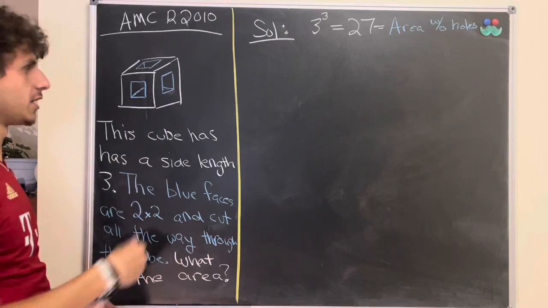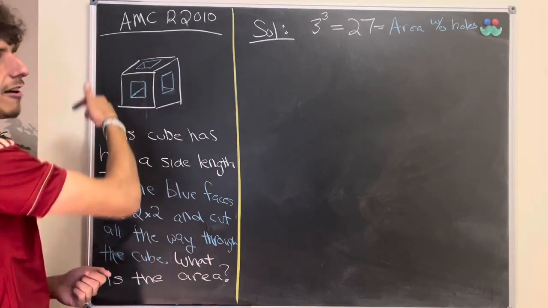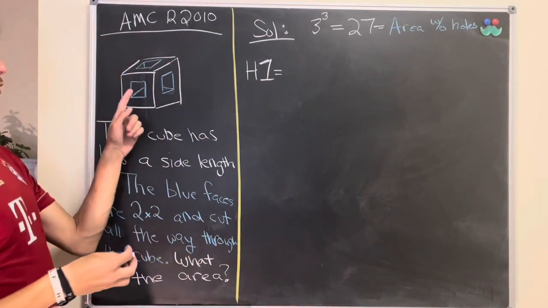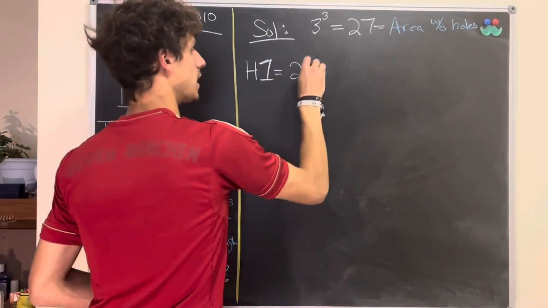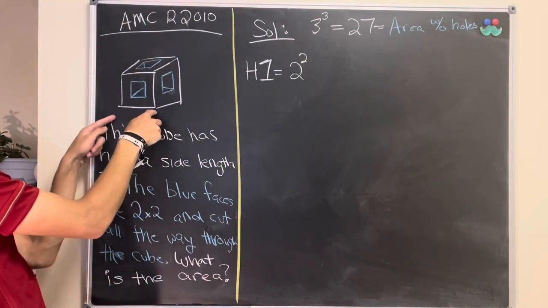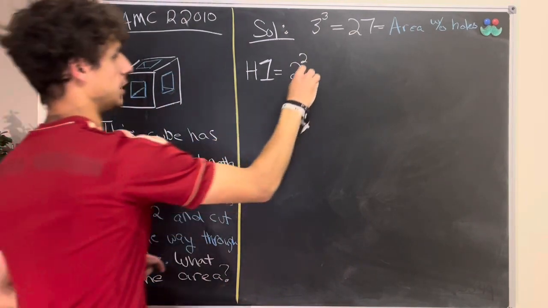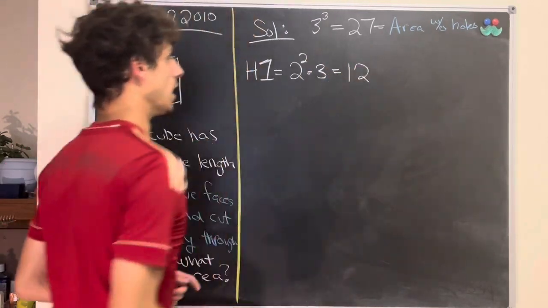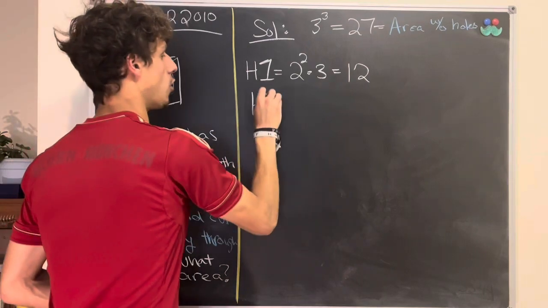So let's calculate the area of this first hole that goes right to left through our whole cube here. So hole 1 is equal to 2 times 2, that's the side length of the face here. And then it's going to go all the way through the duration of the cube, which has a side length of 3. So this first hole has an area of 12.